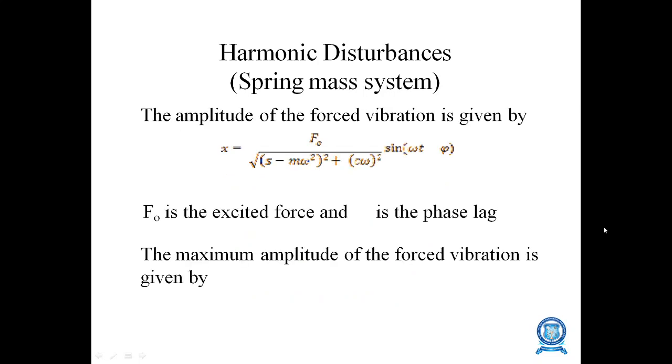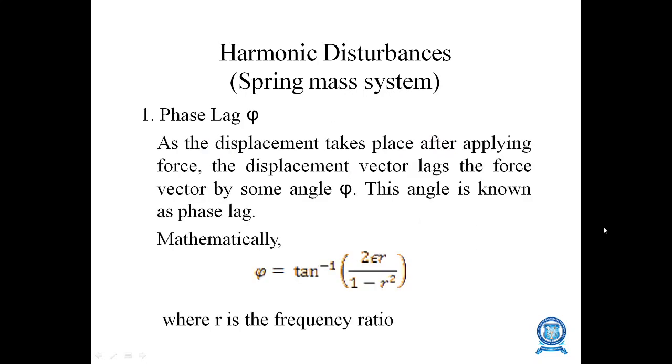Harmonic disturbances: the amplitude of forced vibration is given as h is equal to f naught by root of (s minus m omega square) the whole square plus (c omega) the whole square, into sin(omega t minus phi). F naught is the force excited and phi is the phase lag. The maximum amplitude of the forced vibration is given as follows.